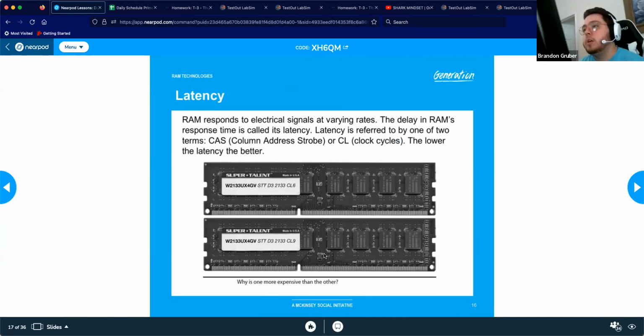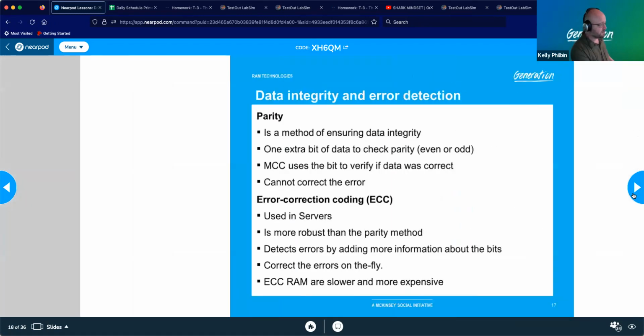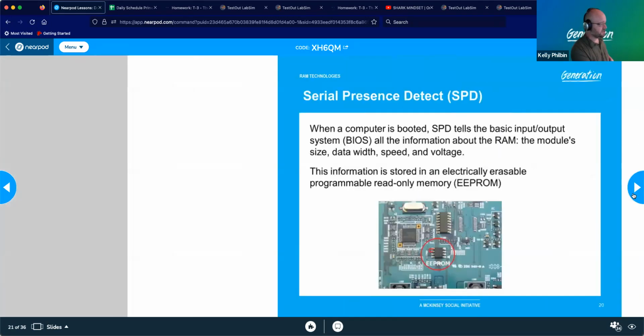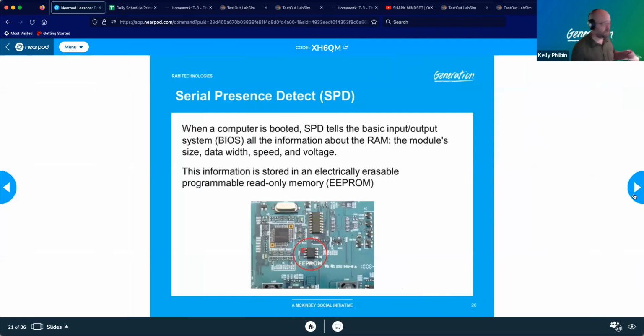Smaller than I thought it'd be. Yeah, it's pretty small. So that's it. Serial presence detect. I would write that down. That will come up again.